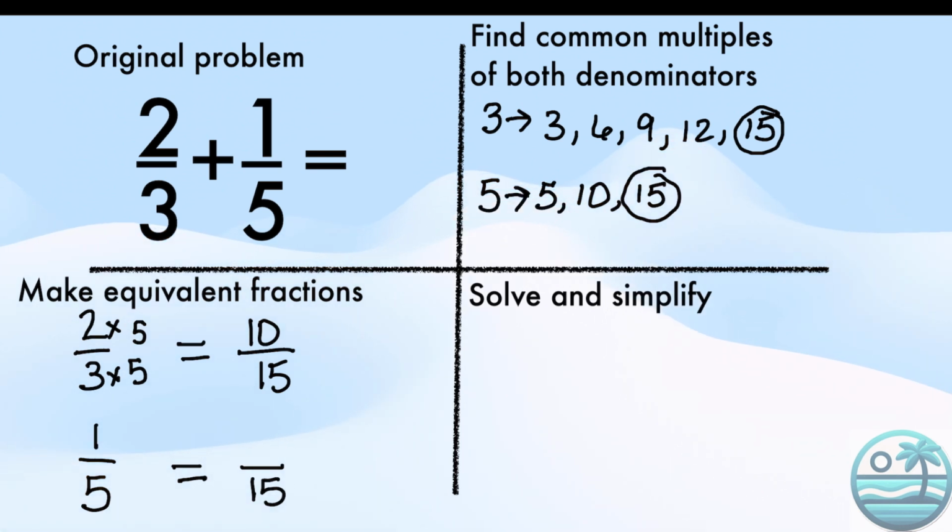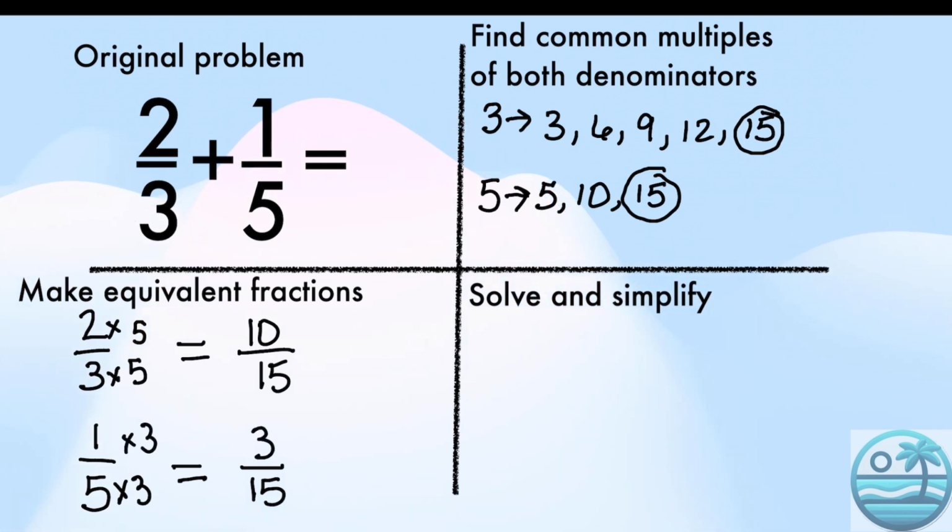On my second fraction, I had to multiply my 5 times 3 to get 15. So that means I have to multiply my 1 by 3, and I'll get 3. 1/5 is the same as 3/15. I'll rewrite those now in the same order they were up above.